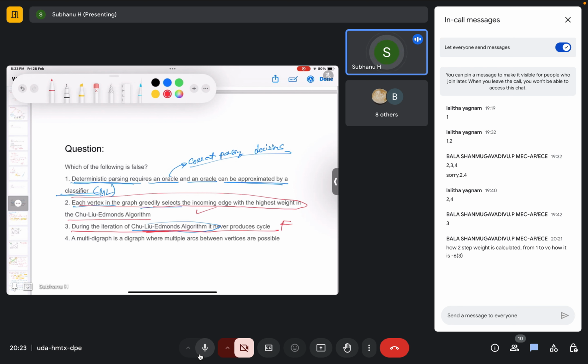Now, a multi-digraph is where multiple arcs between vertices are possible. So by definition, a multi-digraph is a digraph where multiple arcs between vertices are possible. Okay, so this statement is also true. So the correct answer, I think, is the three.